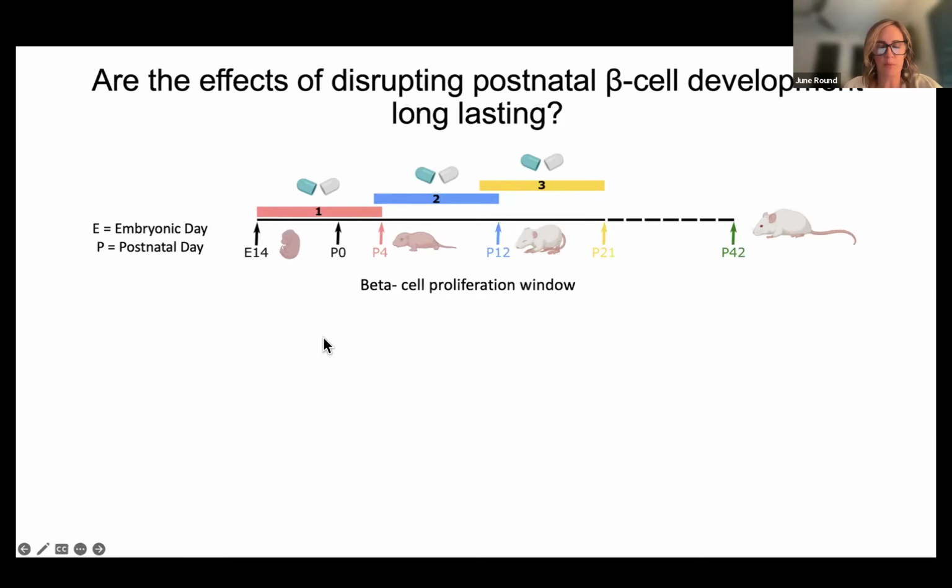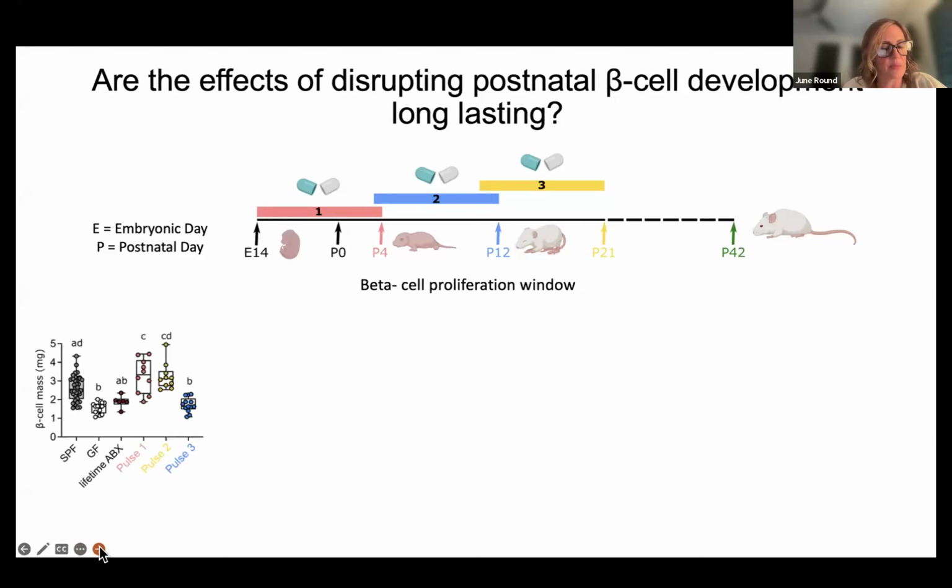So when we pulse these mice with antibiotics, which might be akin to what children would receive if they have an ear infection. I know many of my children received antibiotics early in life. When we go and we look at animals that receive these antibiotic pulses for beta cell mass, we found something pretty interesting. So just to orient you, we're looking at beta cell mass in SPF and germ-free animals. I already showed you this data in the slide before.